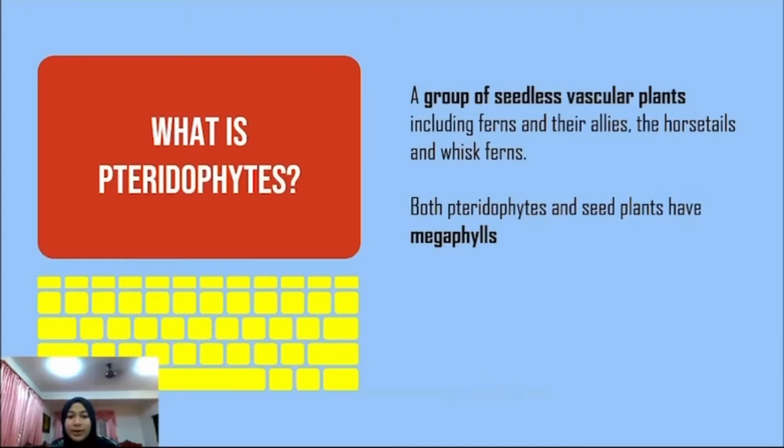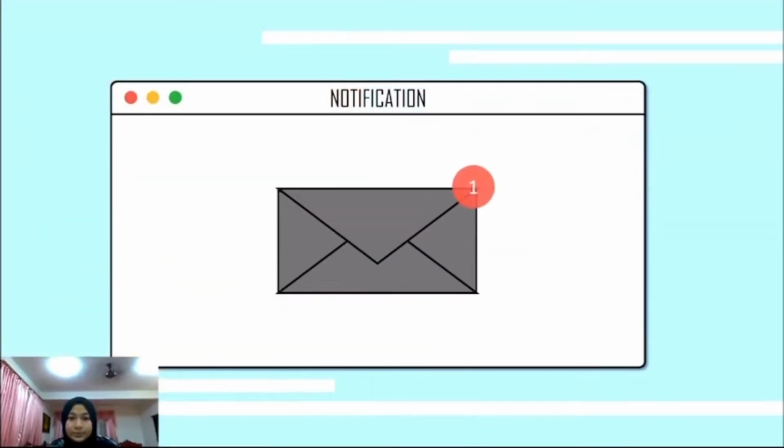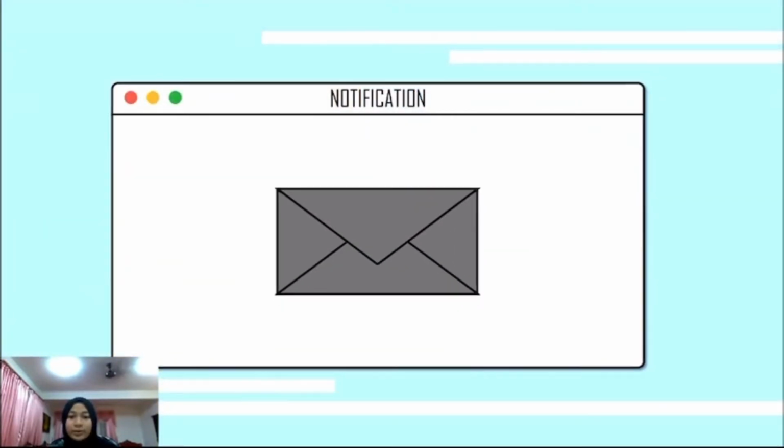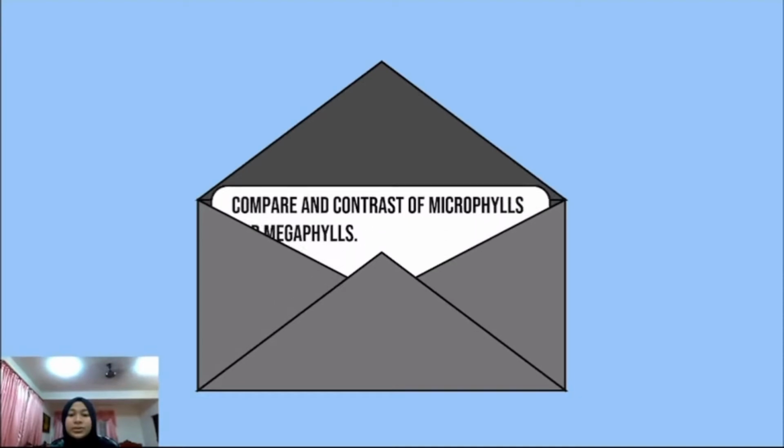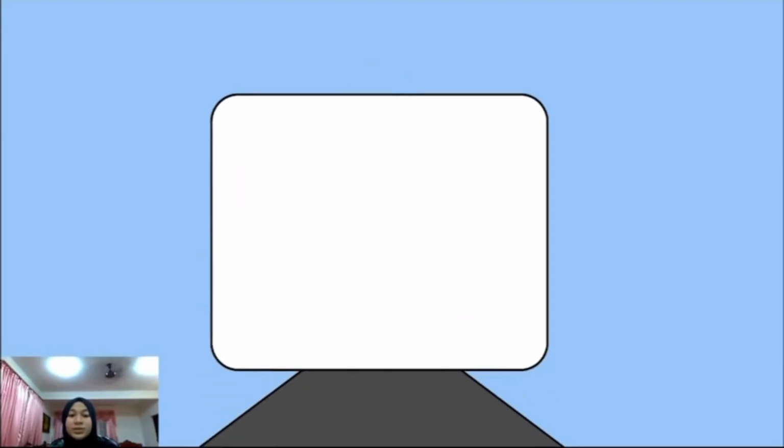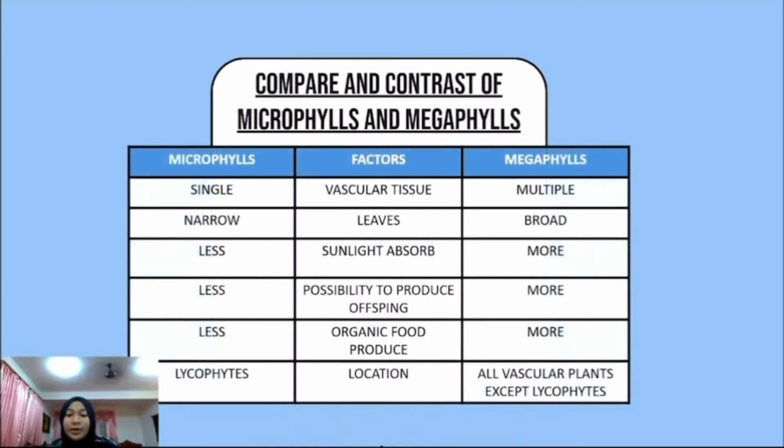So, what is pteridophyte? Pteridophyte is a broad term used to describe a group of seedless vascular plants including the ferns and their allies, the horsetails and whisk ferns. Both pteridophytes and seed plants have megaphylls. Before we get into the types of pteridophyte, I will explain the differences between microphyll and megaphyll.